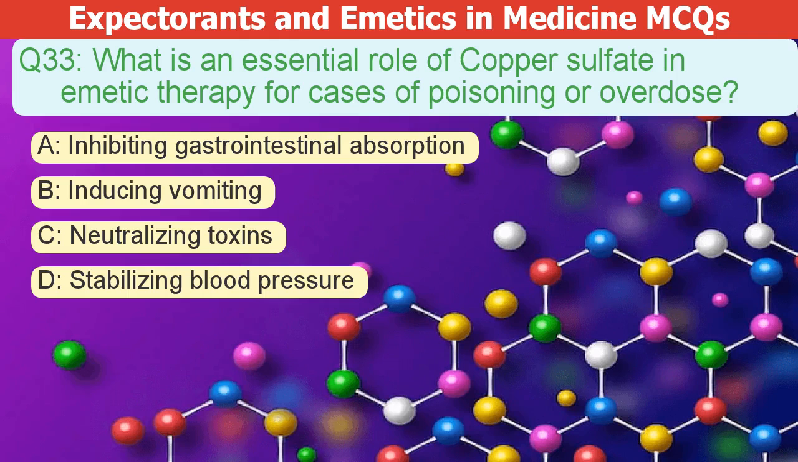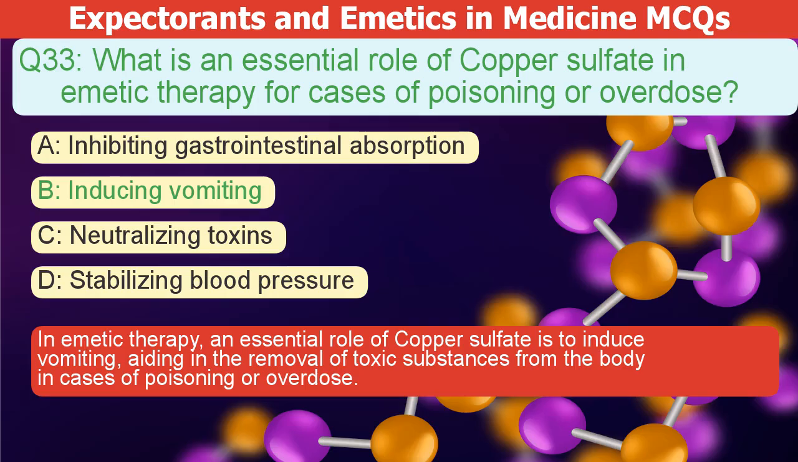What is an essential role of copper sulfate in emetic therapy for cases of poisoning or overdose? A. Inhibiting gastrointestinal absorption. B. Inducing vomiting. C. Neutralizing toxins. D. Stabilizing blood pressure.